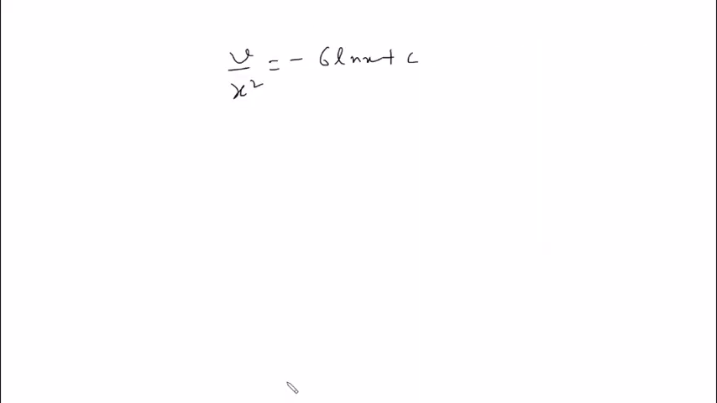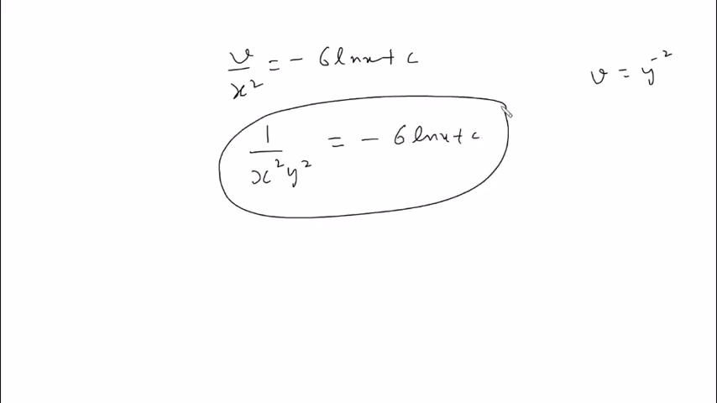And now you again substitute for v. What was v? v was y raised to power minus 2. So v is 1 by y square. So this becomes 1 by x square y square is minus 6 log x plus c. So if you want to leave it at this stage, that's fine.